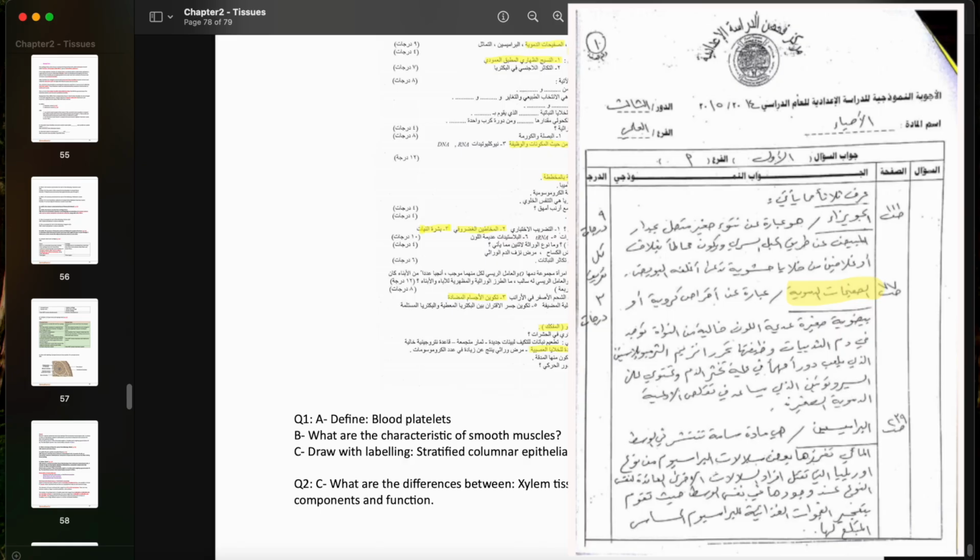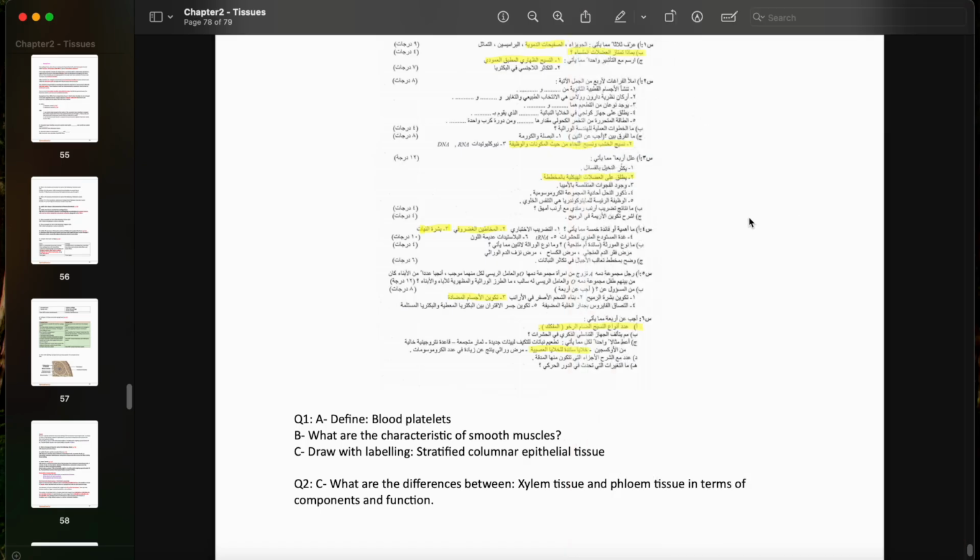So when you get a definition question, you try to mention everything you know about the blood platelets. Like, what are they? How do they look? What is the diameter? What is the average lifespan? What are their functions? And what do we call them in mammals? Platelets. We don't call them thrombocytes like in the lower vertebrates, like in amphibians and birds.